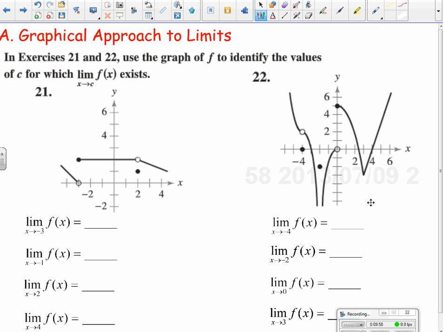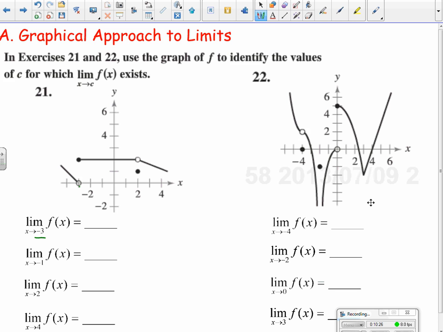Graphical approach. This is out of our book, exercises 21 and 22, and let's identify values of c for which the limit exists. So let c be -3 here. As x approaches -3, does a limit exist? Well, first I'm going to find where -3 is. First thing I notice is I've got this gap going on, right? That's probably a good indication the limit does not exist.